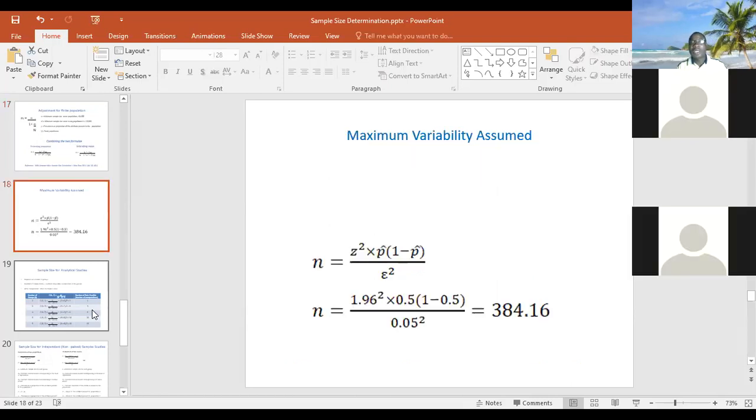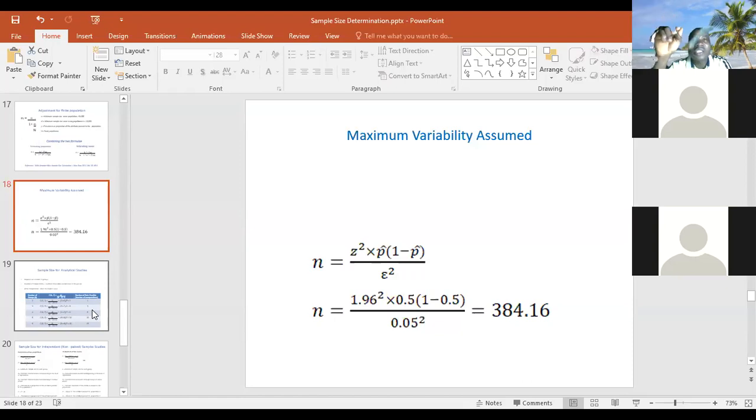But the only thing is that I said that if I demonstrate something, that 50-50 gave us the maximum variability. 50% gave us the highest sample size you can calculate with a descriptive study, every other factor remaining constant. If your Z is 1.96, that is at 95% confidence interval, that is your level of significance is 0.05, which is 5%, then your level of confidence is 95%. Then if it's two-tailed, your Z will be 1.96.